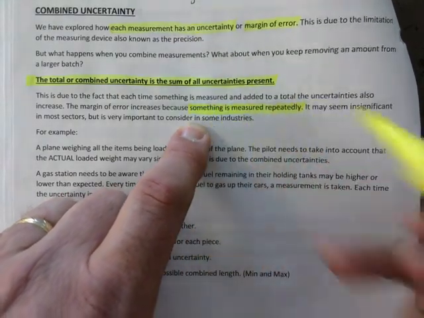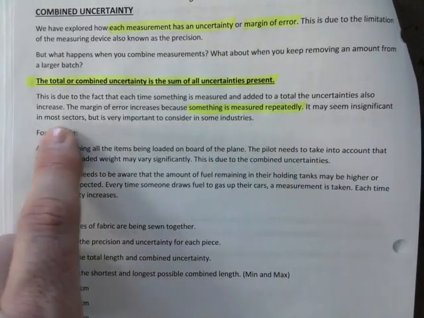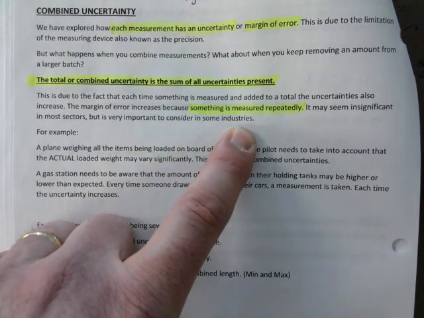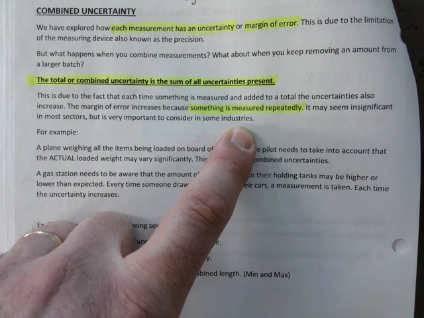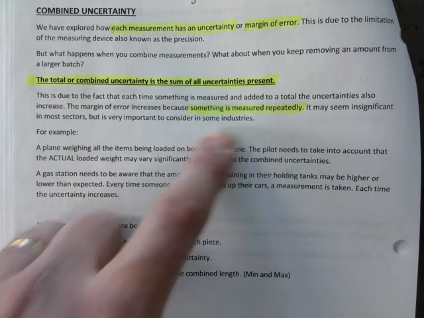It may seem insignificant in most sectors, but it is very important to consider in some industries. So for example, if you're part of a NASA team, you're launching something to space, or you're getting ready for a mission, the amount of oxygen, the amount of food that needs to go with you has to be very precise, because when you're out there, it may actually come down to lives being at stake.